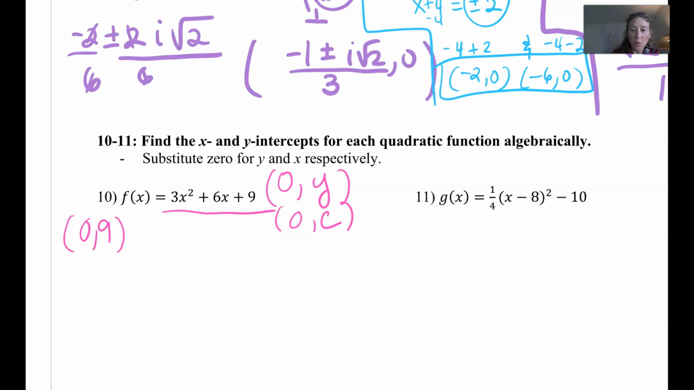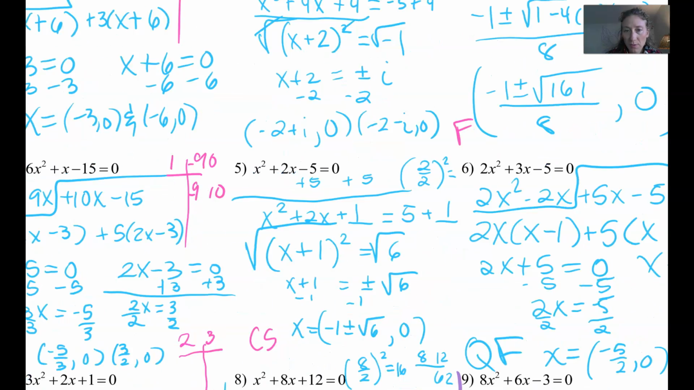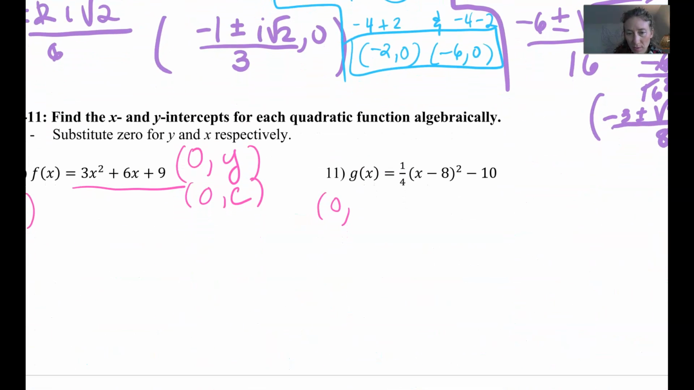That one was easy. What about the y-intercept for number 11? That's going to be 0, comma, so let's do the work. 1/4 times 0 minus 8 squared minus 10. So following PEMDAS, I do 0 minus 8. It's inside parentheses. That's going to be -8.